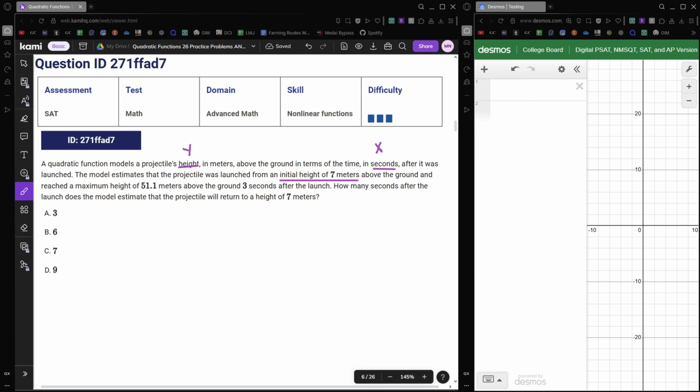That means 7 meters will be our y-intercept. Whenever they say initial, that's going to be the y-intercept. So that point would be at (0, 7). At 0 seconds, it had a height of 7 meters. Let's keep reading. And reached a maximum height of 51.1 meters above the ground 3 seconds after the launch.